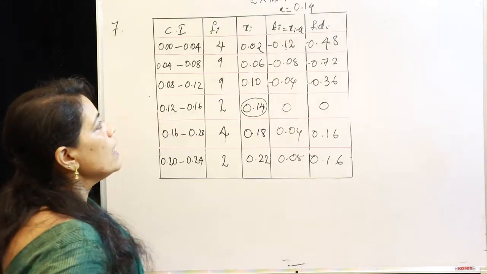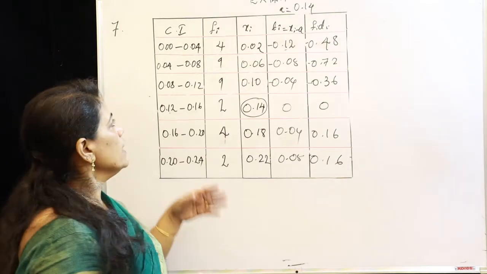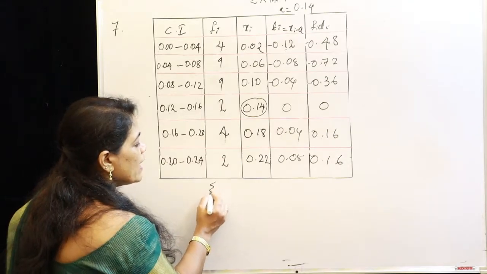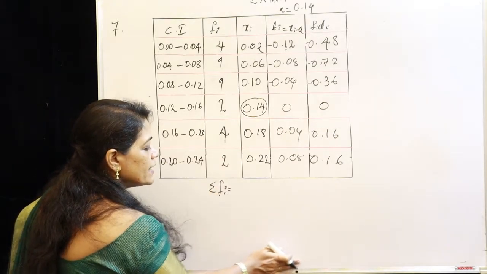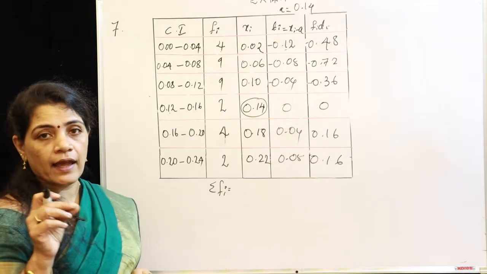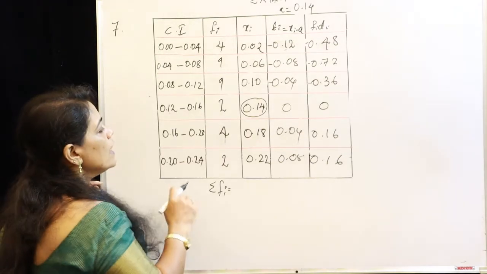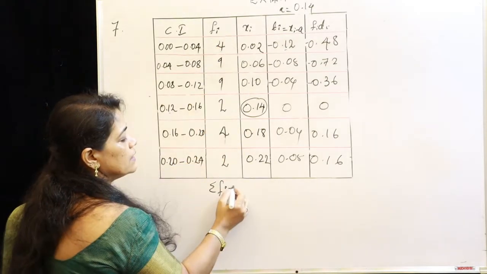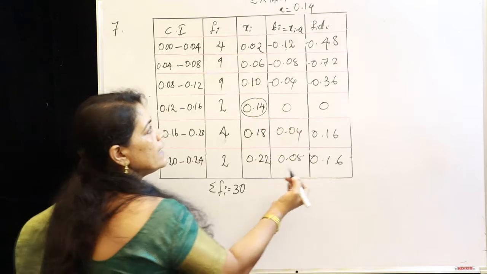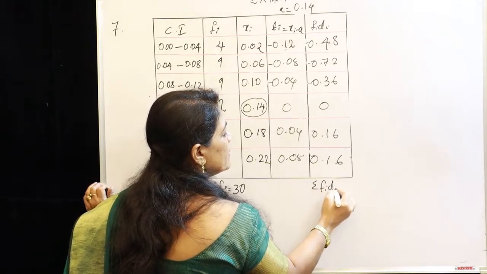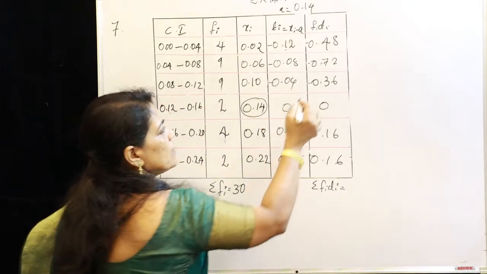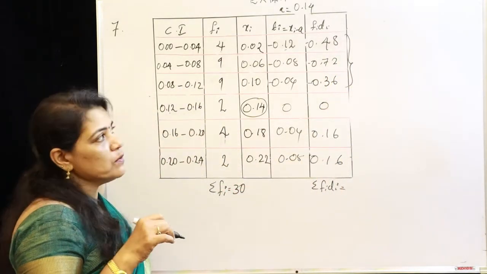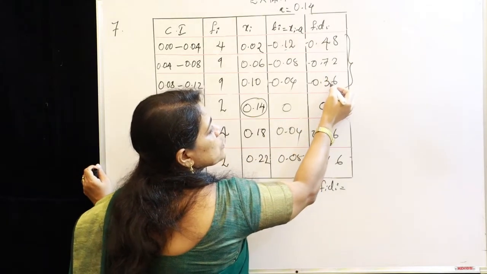So we have fidi, and we already know that sigma fi, the number of localities, is 30. We collected SO2 data in the air of 30 localities: 6, 8, 12 and 4 sum to 30. Here for sigma fidi, we can first find the sum of the negatives: 48, 72 and 36.